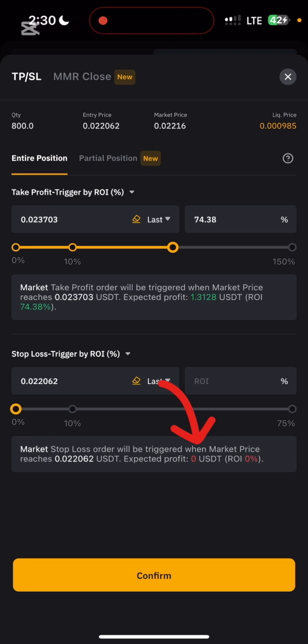So on this trade, I moved my stop loss to break even. That means I'm not going to lose anything. Even though the price is moving in the opposite direction, I'm not going to lose anything. So that's the meaning of breaking even.